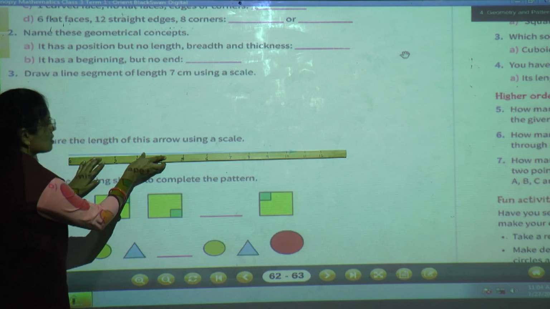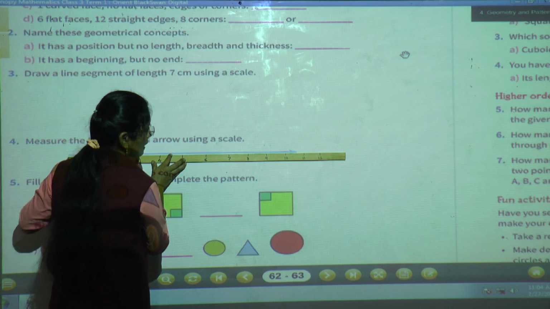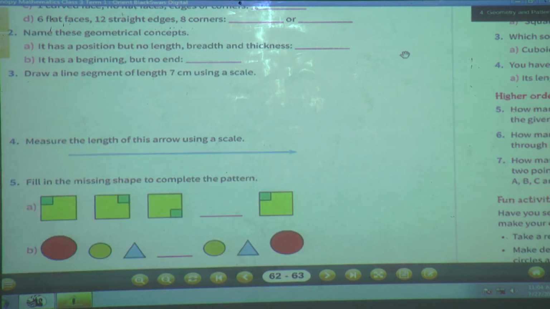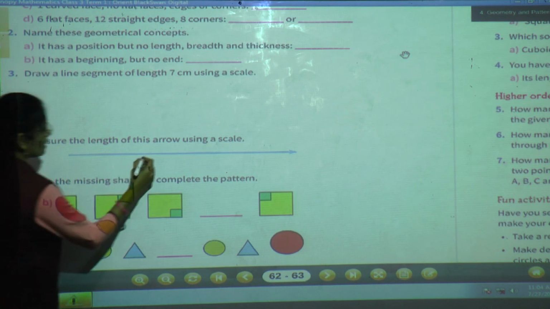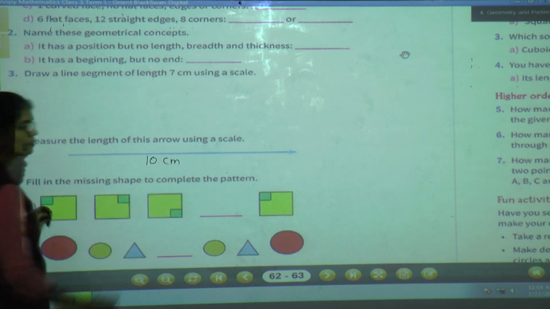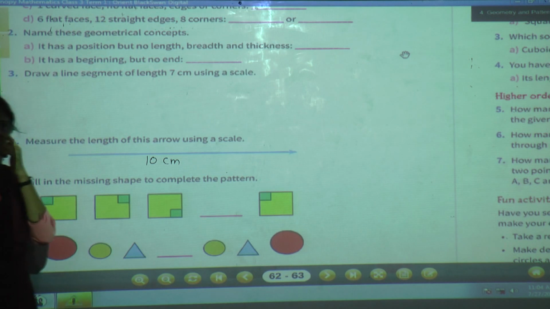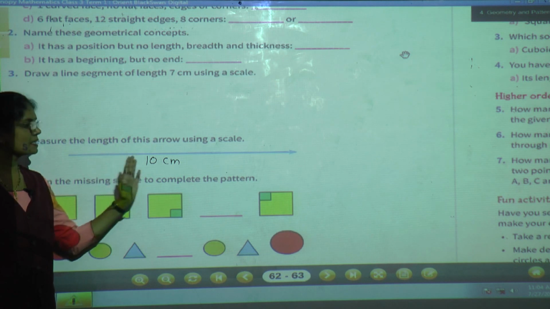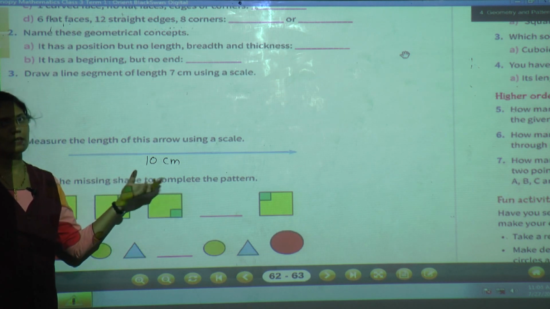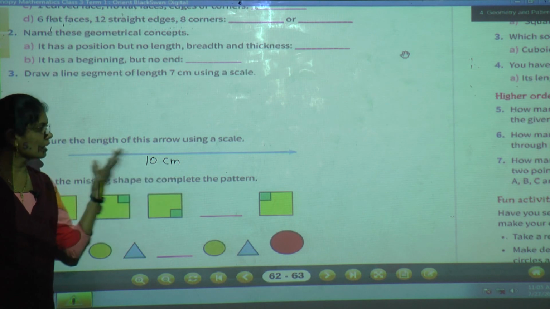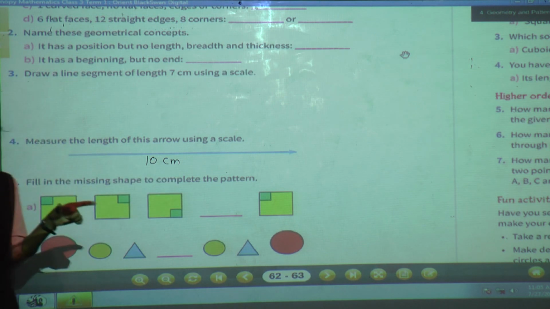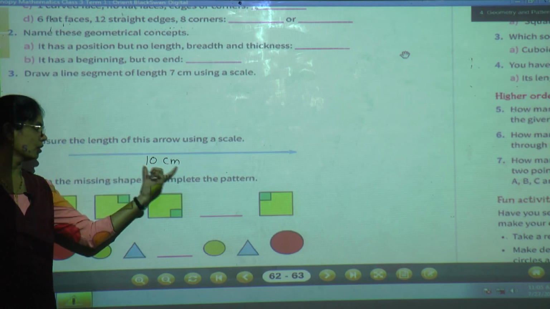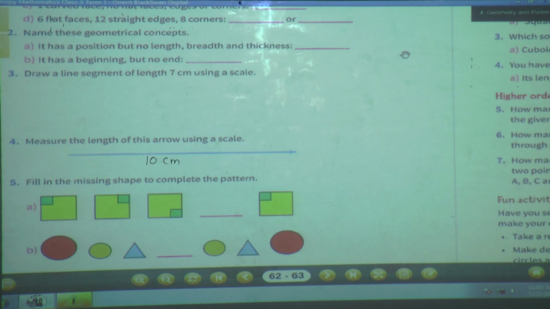Then see the other point, where it is on 10. So what will be the length of this arrow? 10 centimeter. See students, your length may come out different, because the measurement may differ. So in your textbook, keep your scale and measure the length of this arrow and write it here. It is 10 centimeter.